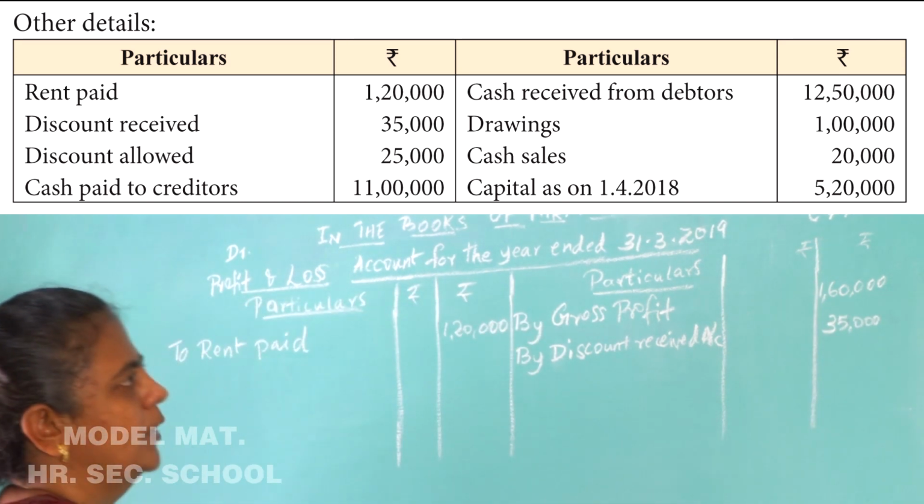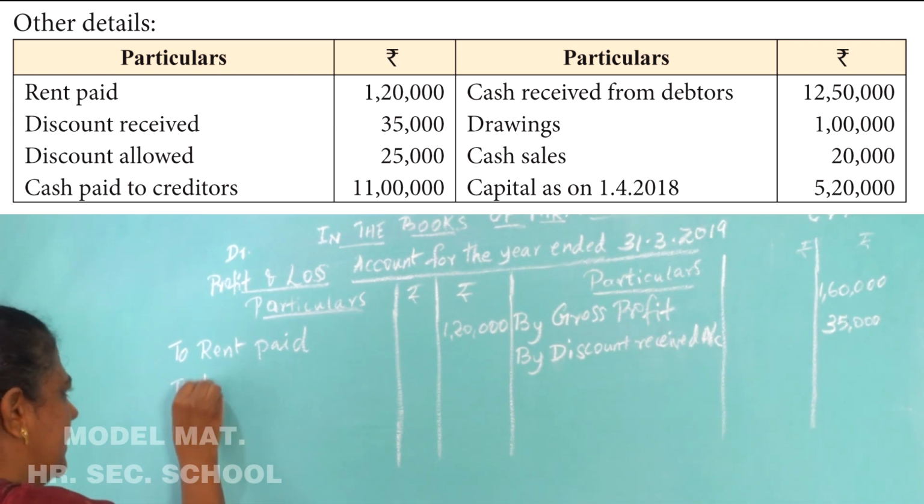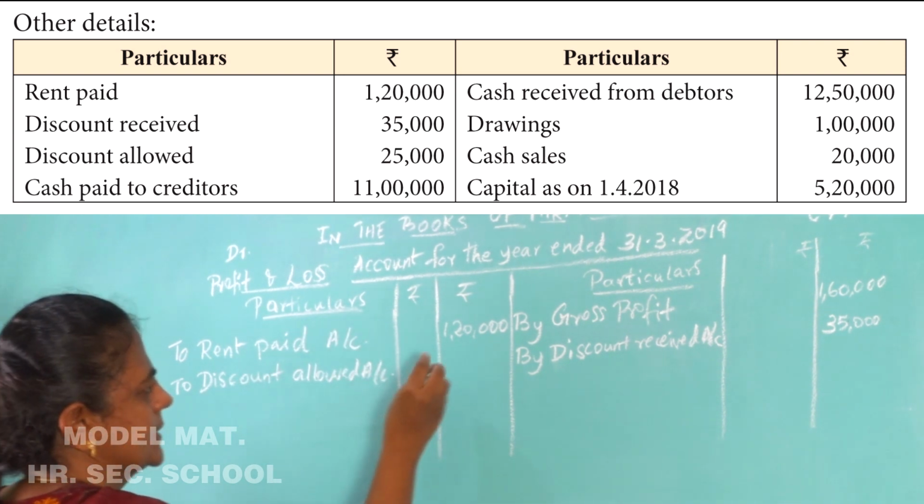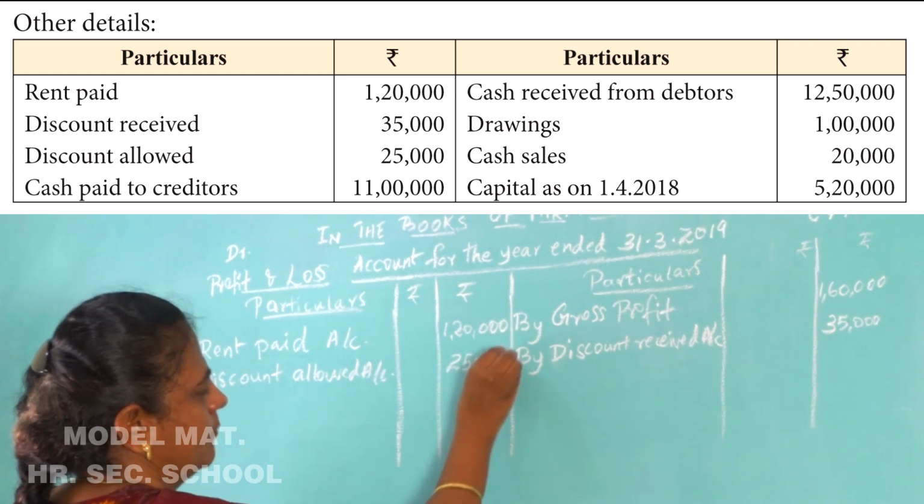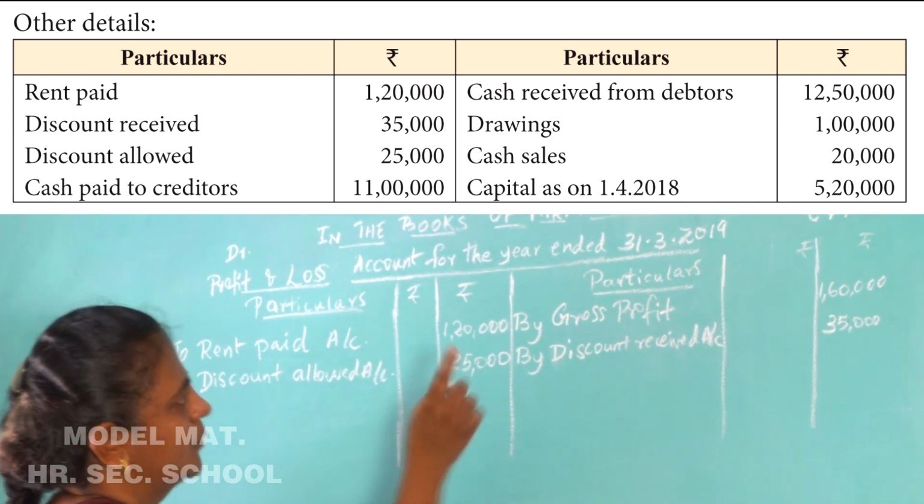Next we have discount allowed, debit all expenses. So, discount allowed is an expense, so put it on the debit side, that is 25,000. So, only these items are there, no other items are given in the question. So, now you can close the profit and loss account.